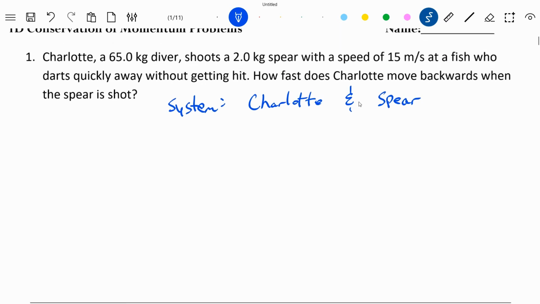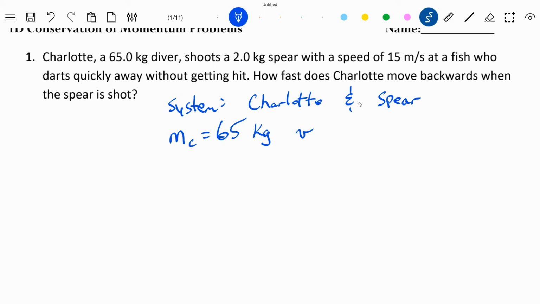presumably, and again, you have to read into these questions a little bit, there's no mention of motion before shooting the spear, so I think that I'm going to assume the simplest possible situation, that Charlotte and the spear were both stationary before she shot the spear. So let's get this all organized. The mass of Charlotte is 65 kilograms. And I'm going to assume that her velocity initially was 0.